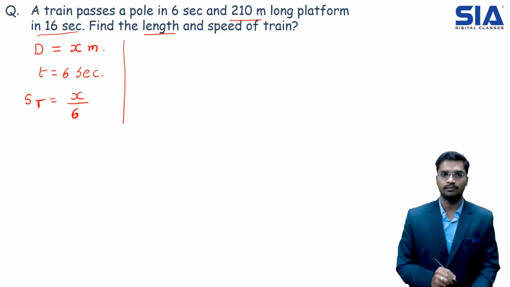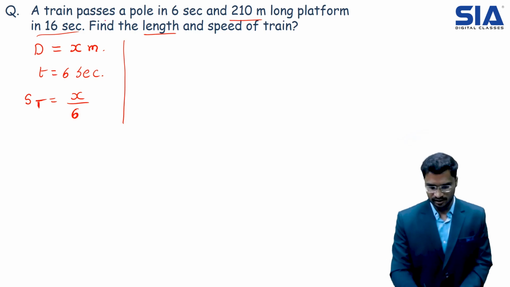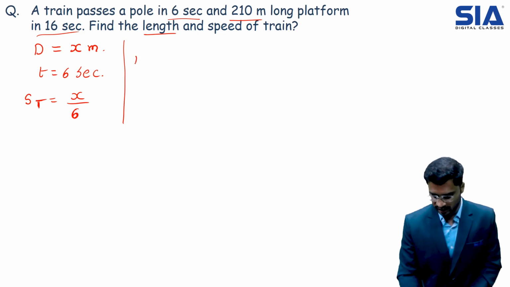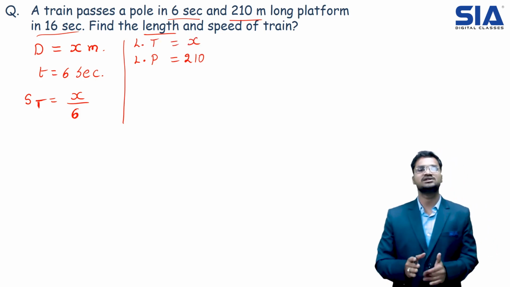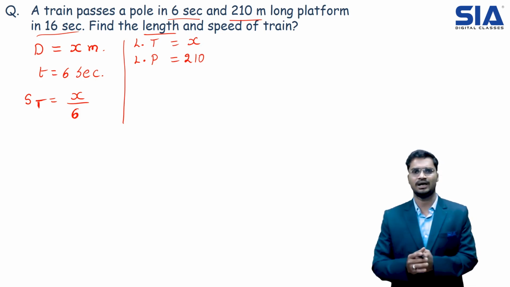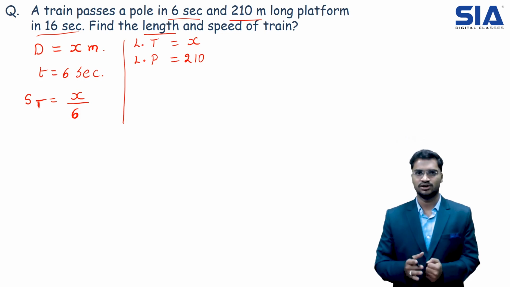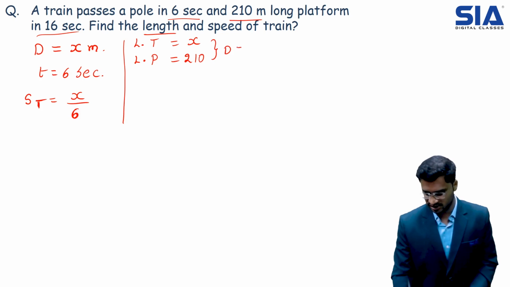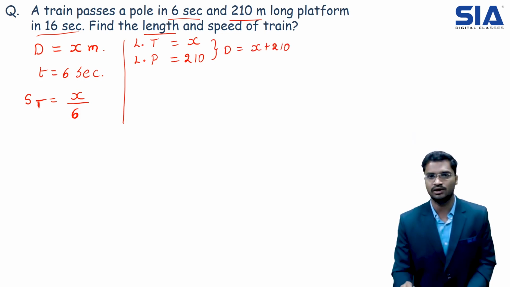Now in the second point, it said that a train passes a pole in 6 seconds and a 210 meters long platform. So the length of the platform is 210 meters, and the length of the train is x meters. So the train is crossing the platform. If a train is crossing that particular platform, then the distance will become the length of the train plus the length of the platform. So the distance is 210 plus x.